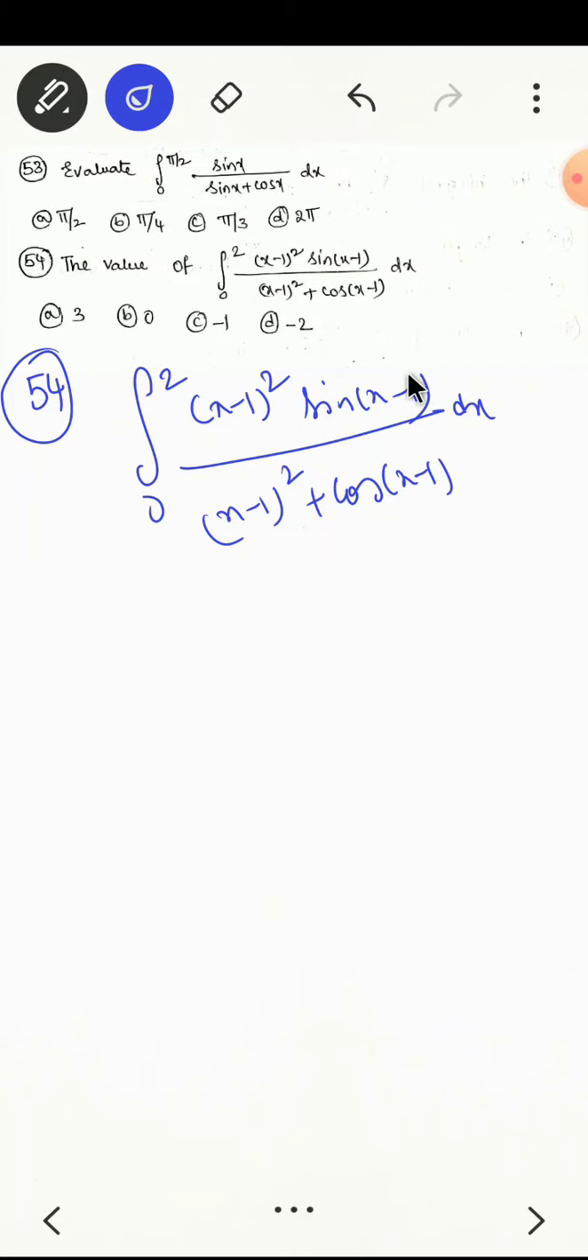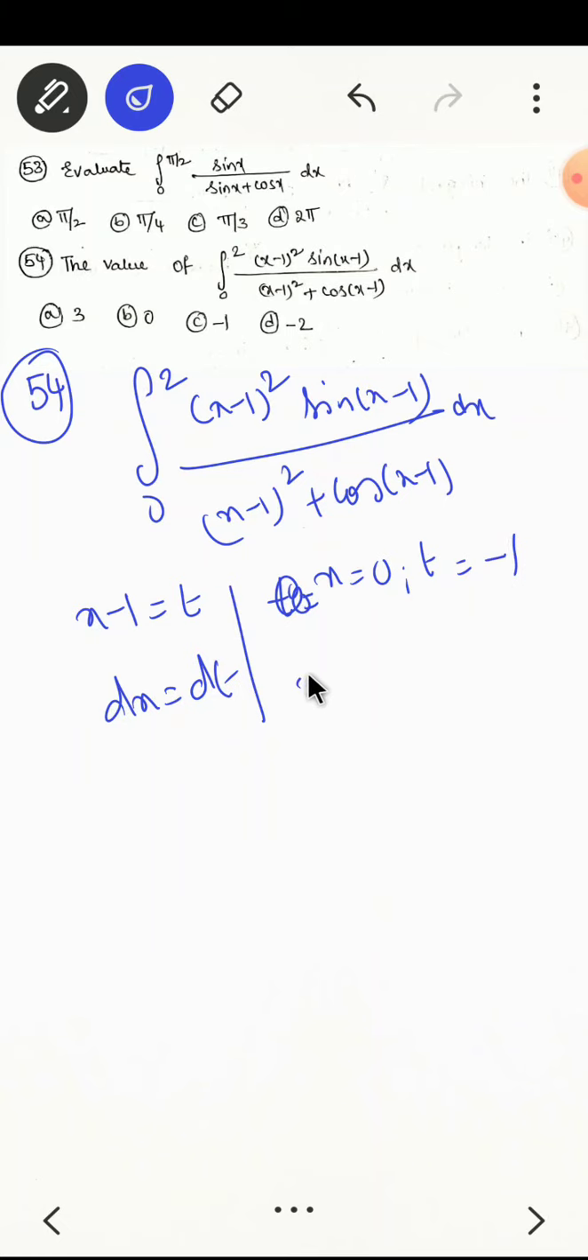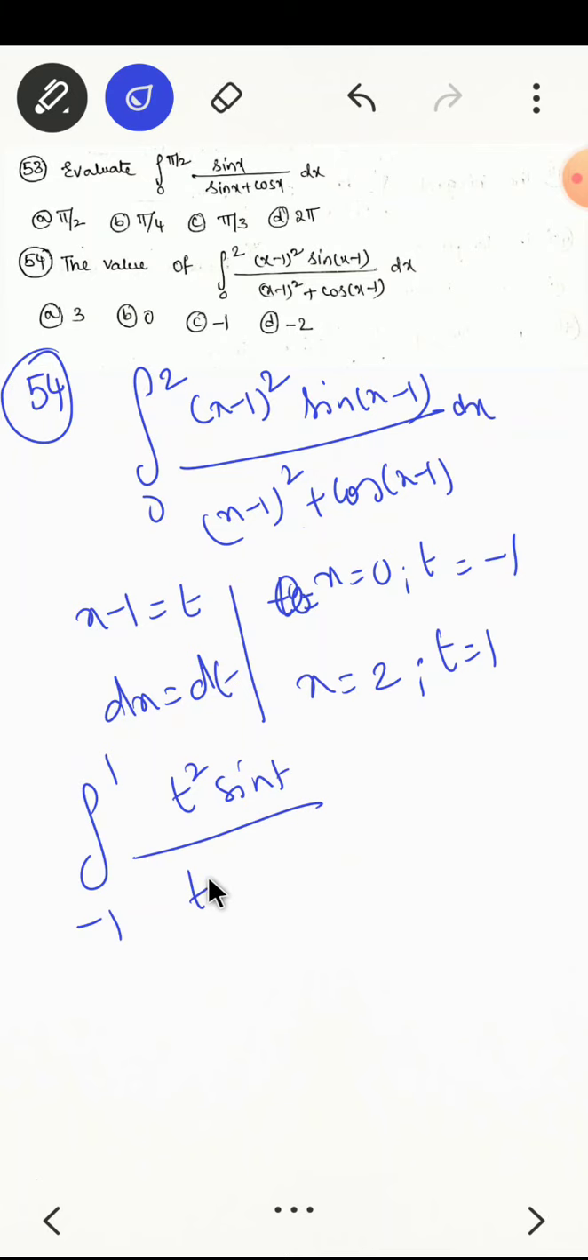If we see, x minus 1 is present everywhere, so in order to simplify the problem I am treating x minus 1 as t. So then dx will become dt. The limits will also change. If I substitute x equal to 0, I will get t as minus 1. If I substitute x equal to 2, I will get t as 1. So the limits will vary from minus 1 to 1. T square sin t divided by t square plus cos t dt.